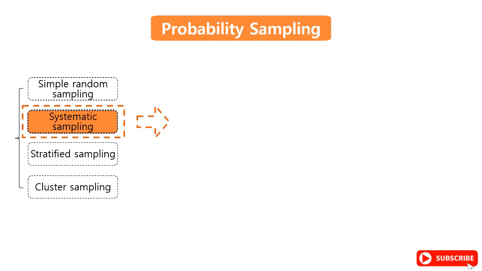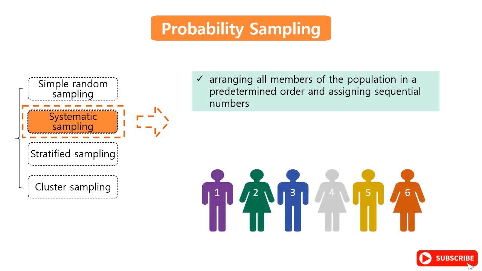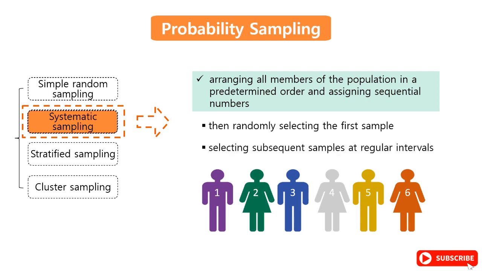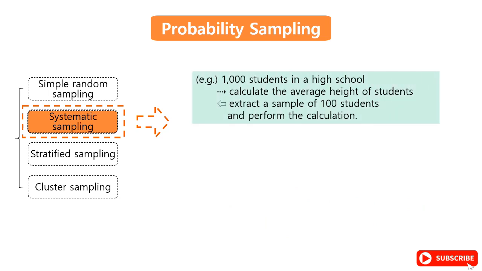Systematic sampling involves arranging all members of the population in a predetermined order and assigning sequential numbers, then randomly selecting the first sample and selecting subsequent samples at regular intervals. For example, if there are 1,000 students in a high school and you want to calculate the average height of students, you can extract a sample of 100 students and perform the calculation.